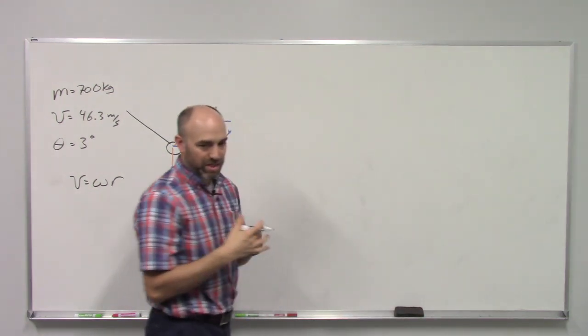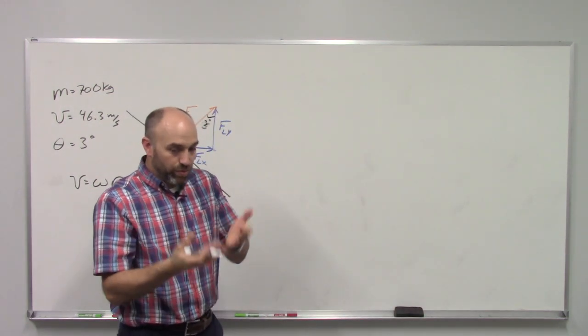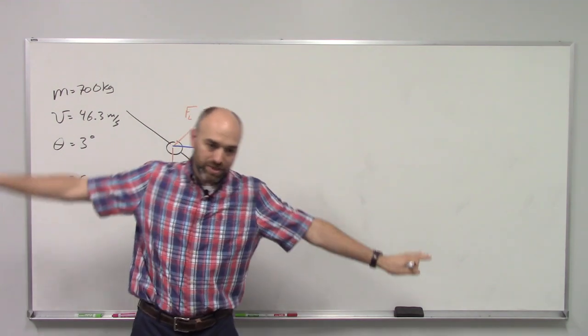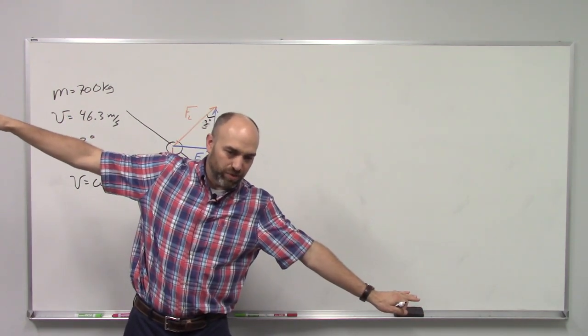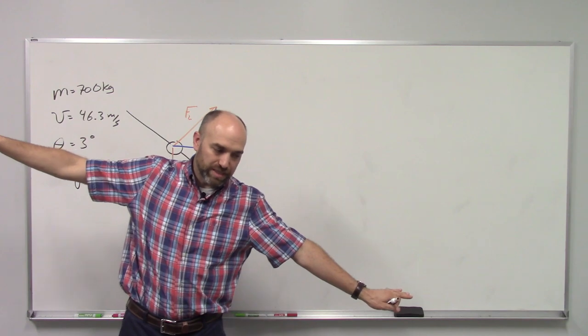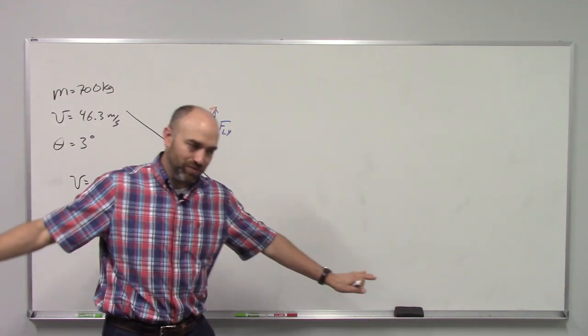For part B, it's talking about something totally different. So the 3 degrees is the angle at which the wings are tipped, which isn't much, just 3 degrees. It's just a slight tip, so that it has a very slow change. So it has a very slow turn.